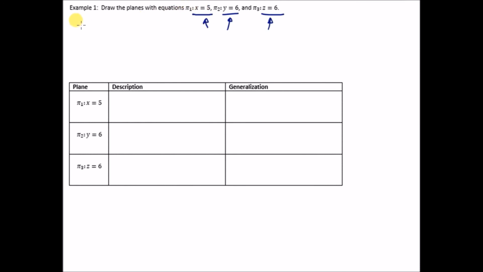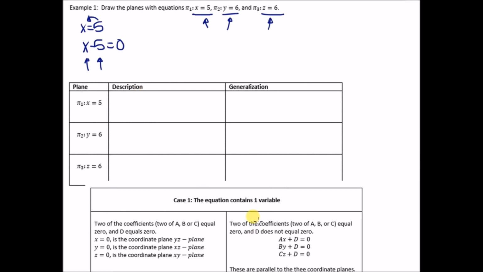If we took x equals 5, we have to write that into Cartesian form: x minus 5 equals 0. So we have an x value and we have a d value. Okay, so I'm going to paste the situation at the bottom. So this is case 1, and I'll go over case 1 now.